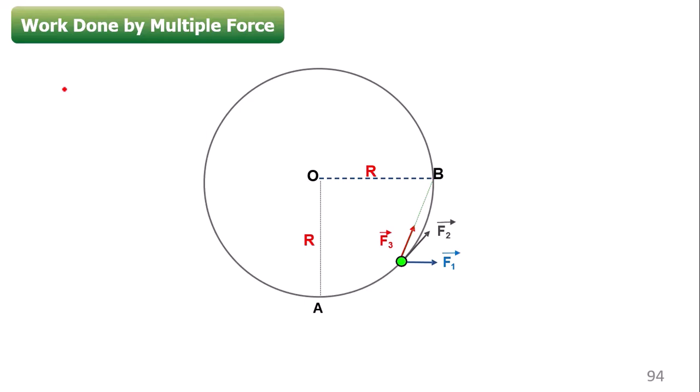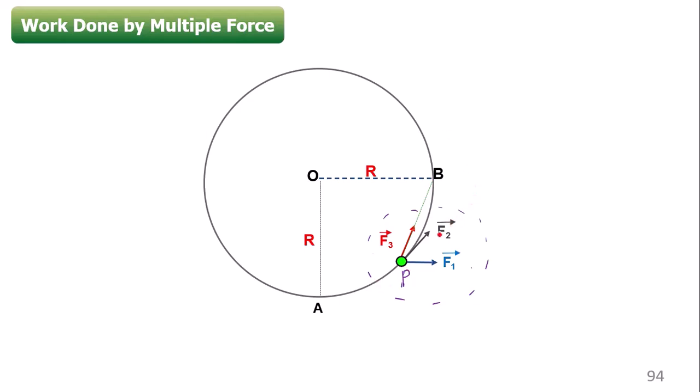Before that, I introduce another concept called work done by multiple forces. On a particular body, there may be different types of forces acting. Let us say this is a particle P on which different forces act. One force is the F1 vector, another is the F2 vector, another is the F3 vector. So three forces are acting on this particle, such that F1 is horizontal, F2 is tangential, and F3 is always directed towards the center. So this information is given so that you can plot the vector forces.